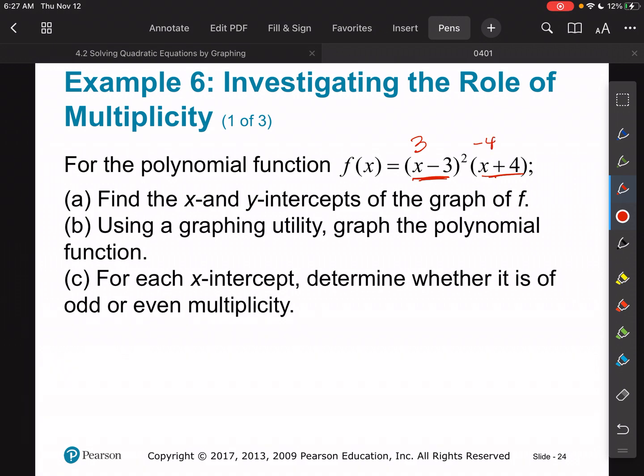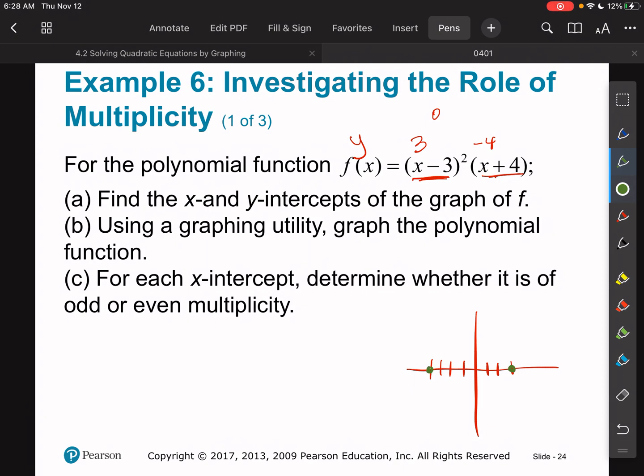Because if I plug a 3 in, I get a 0, right? And if this is equal to y, and one factor is 0, then the whole thing goes to 0. So I know on my graph that I have something happening on the x-axis at +3, because that makes it go to 0. And then I also have something happening at -4.